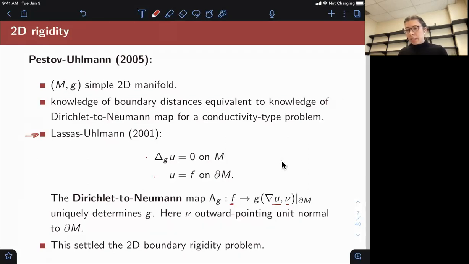So by connecting distances to the knowledge of this Dirichlet-Neumann map, Pestov and Uhlmann were able to settle this two-dimensional simple manifold case.